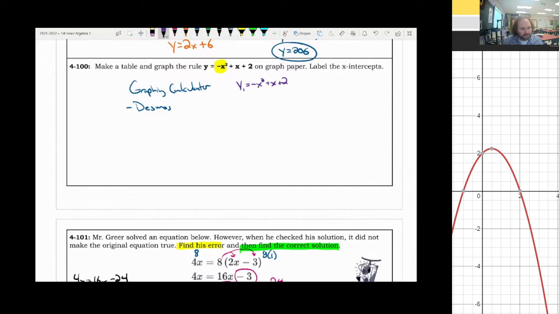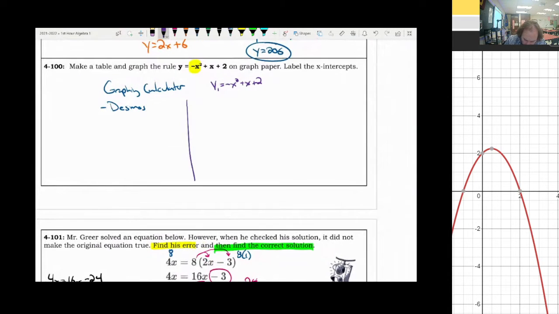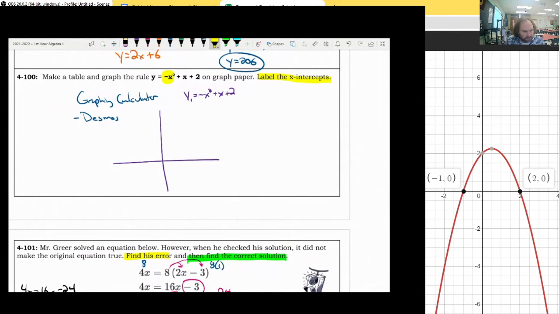Okay, so at this point, you could probably make a pretty darn good sketch of this. The instructions of the problem do say to label the x-intercepts, so we're going to do that. You can go ahead and just click on them in Desmos. They're negative 1, 0, and 2, 0. So I'm going to go ahead and put points at negative 1, 0, and 2, 0. I'm going to label those: 2, 0, and that point right there is negative 1, 0.